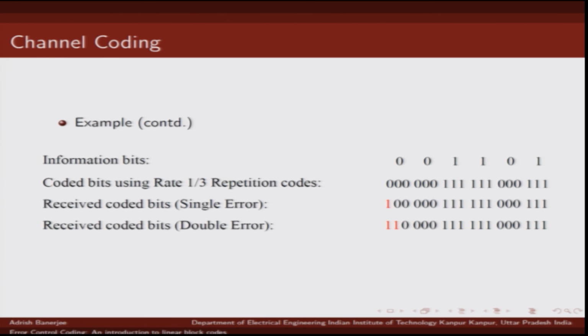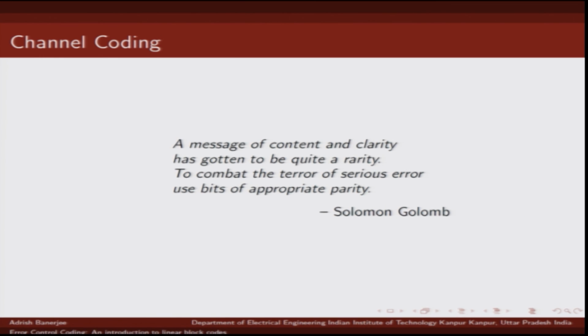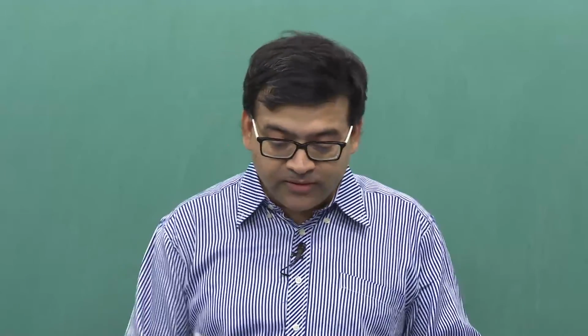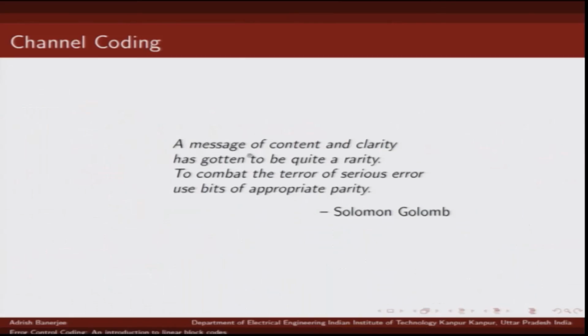To summarize, I think this quotation by Solomon Golomb rightly captures what an error correcting code is all about. So, I will read it. A message of content and clarity has got to be quite a rarity. To combat the terror of serious error, use bits of appropriate parity.